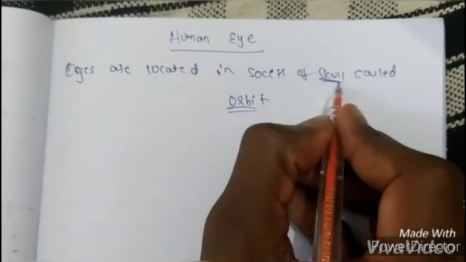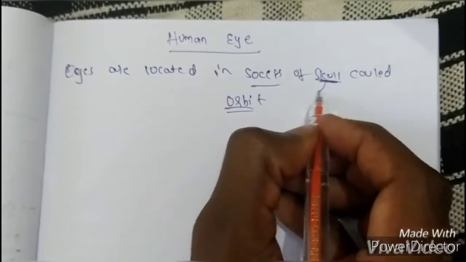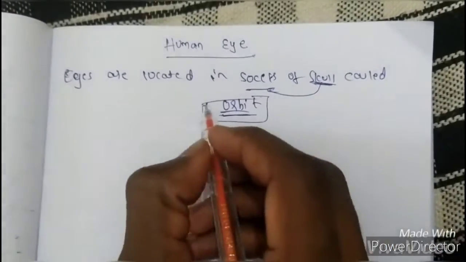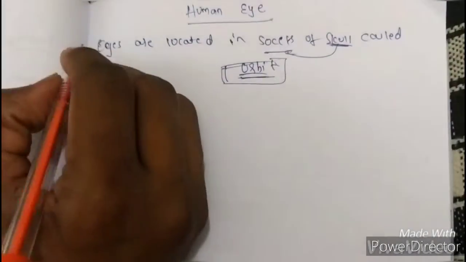Means we know the skull, we can see the skeleton. In that skeleton we have a socket. In that socket eyes are located. That is called the orbit. Means eyes are present in the orbit. They may ask this question in NEET.